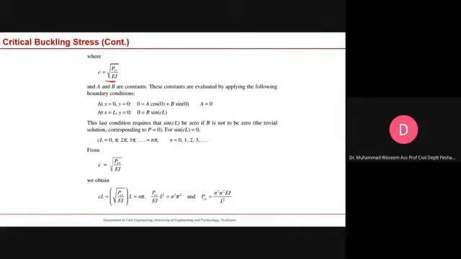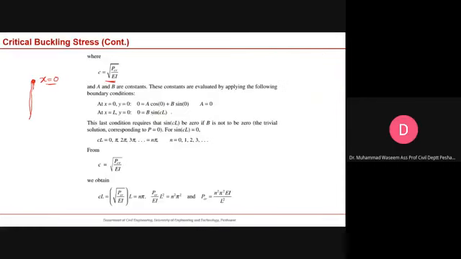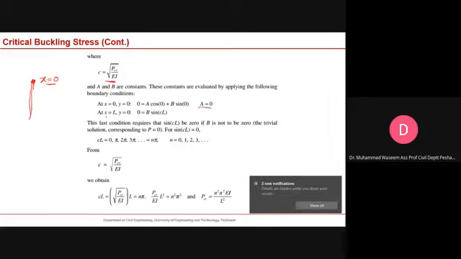The first boundary condition is that at point A, x is equal to 0. If you put this value in this equation, with x equal to 0, this will become 1 and this will become 0. So you will get A equal to 0. Similarly, the second boundary condition is at x equal to L.